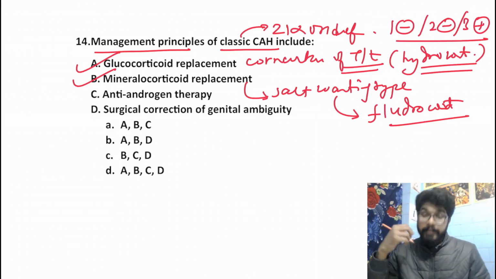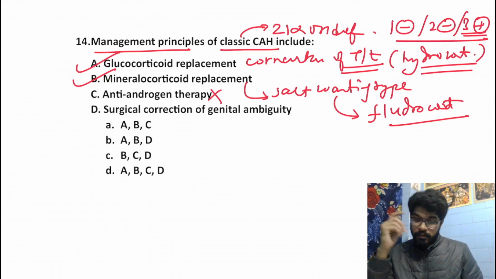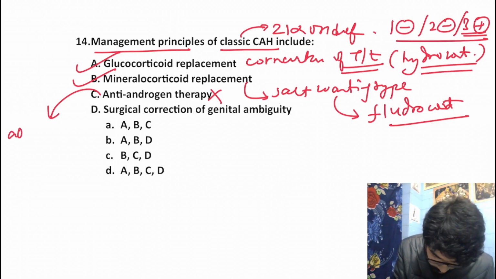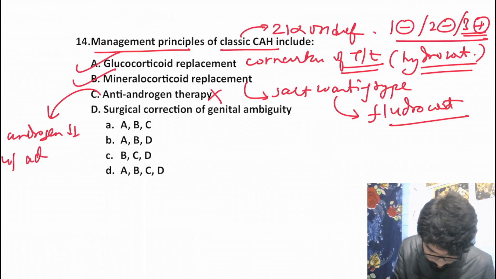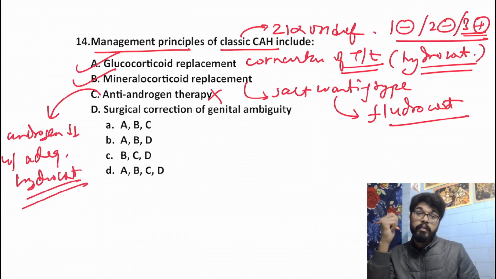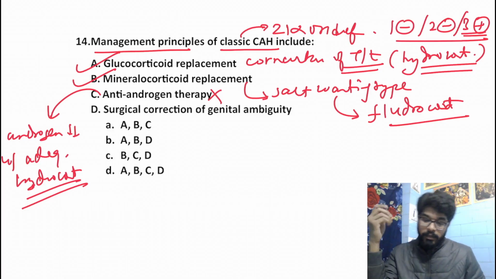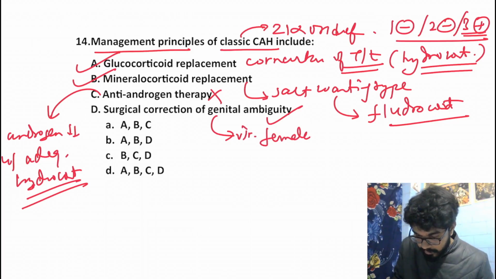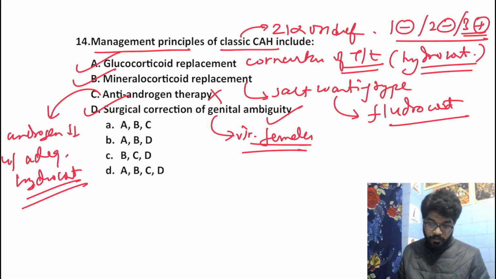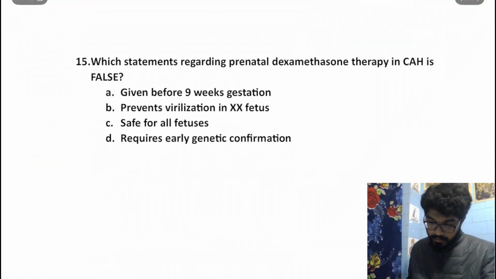Anti-androgen, no, we do not require anti-androgen therapy. Although androgen is in excess in this condition, we do not use it, because the androgens decrease with adequate glucocorticoid therapy. With adequate hydrocort, the androgens start to decrease, so we do not require an extra anti-androgen therapy. And surgical correction of genital ambiguity, yes, this is for virilized females. Yes, we do require D. So the answer should be A, B and D. Option B should be our correct answer. Okay. Moving on to the next question.